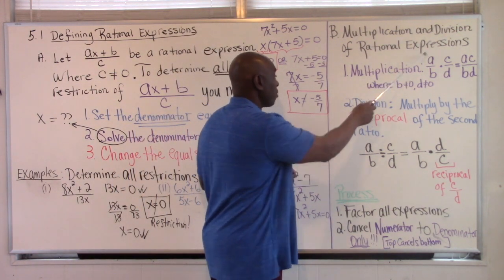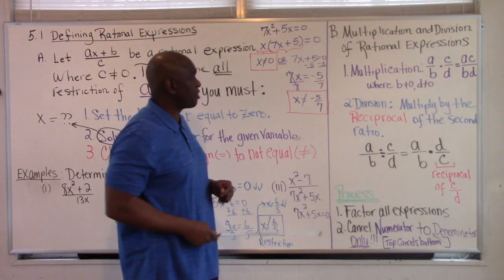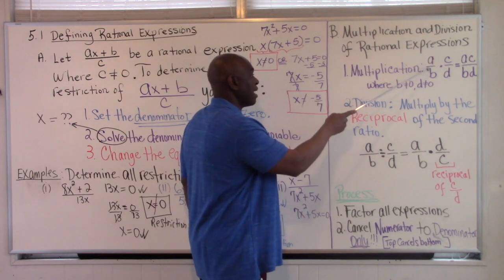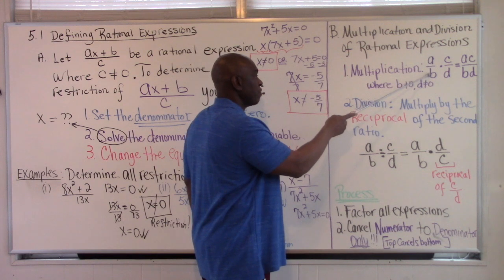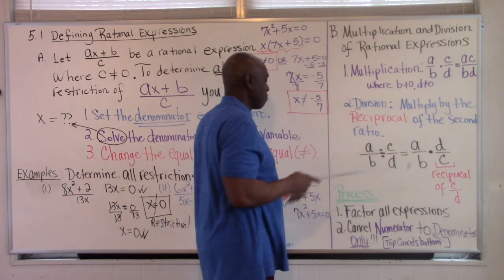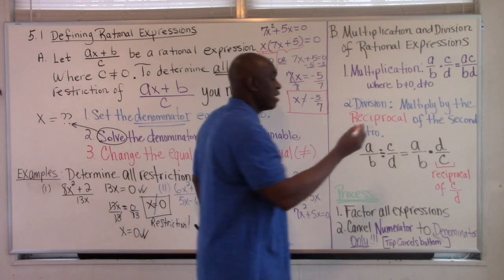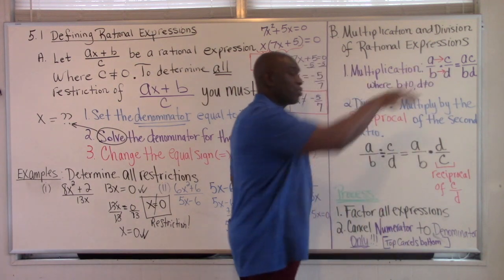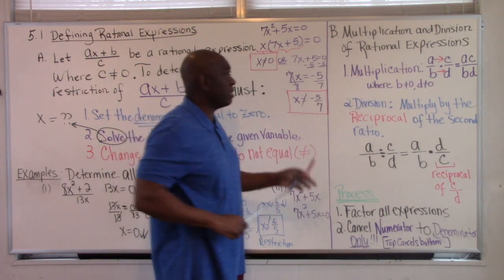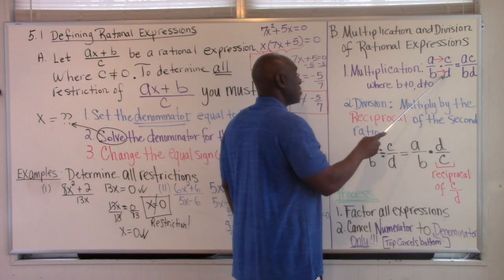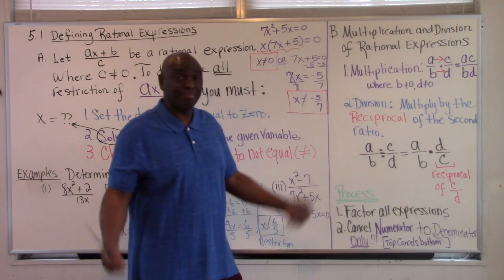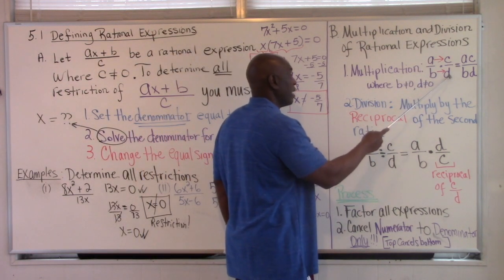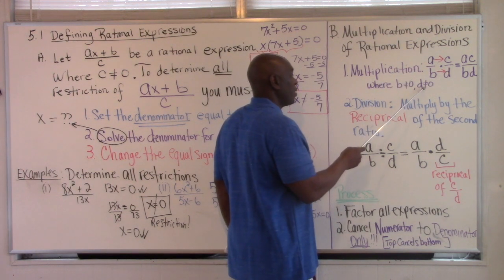Multiplication and division of rational expressions. If I have a rational expression and I want to multiply them, for example, if I have the expression A divided by B, that's one rational expression, multiplied by C divided by D. In essence, you multiply going straight across. A times C is AC. B times D is BD. That's how you multiply rational expressions, straight across. Numerator with numerator, denominator with denominator, where B cannot equal 0 nor can D equal 0.